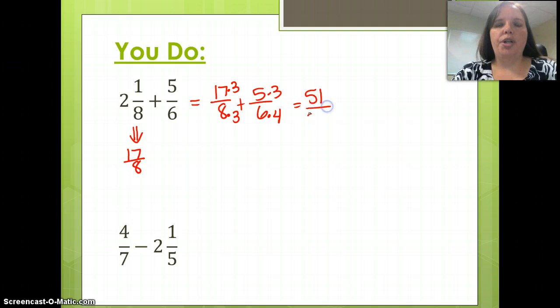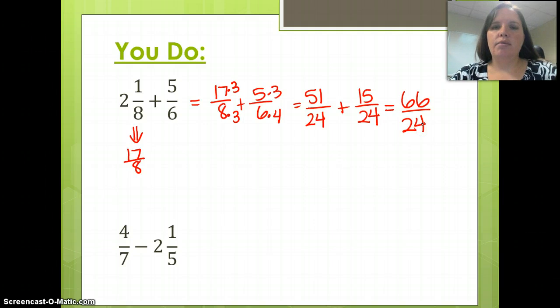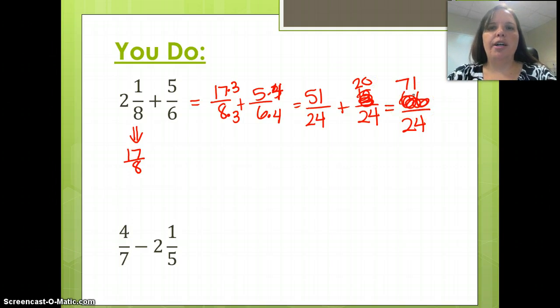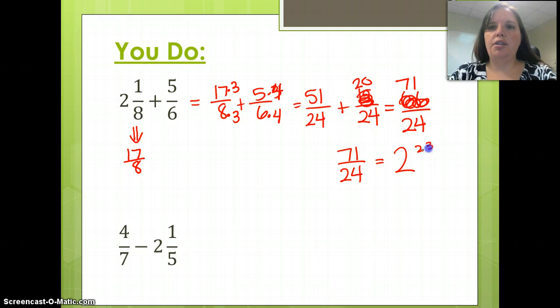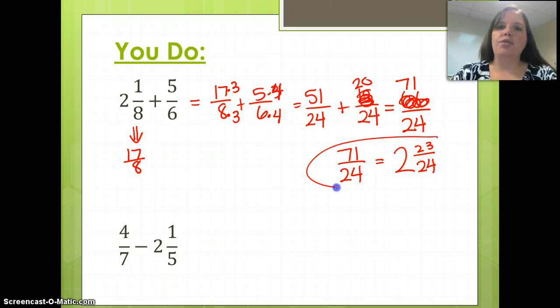So that's 51/24 and 15/24, which gives you 66/24. Oh, sorry, now I just saw the mistake. I was wondering about that. I didn't multiply by 4 there. I multiplied by 3 instead of 4. So this should be 20, which makes this 71/24. 71 and 24 have no factors in common. I can't divide either of those by the same number. So I could leave that answer, 71/24, or it's equal to 2 and 23/24. Either one of those would work.